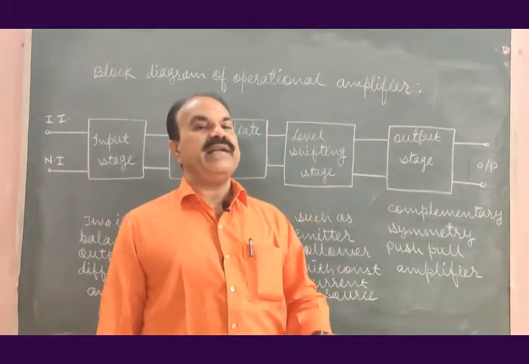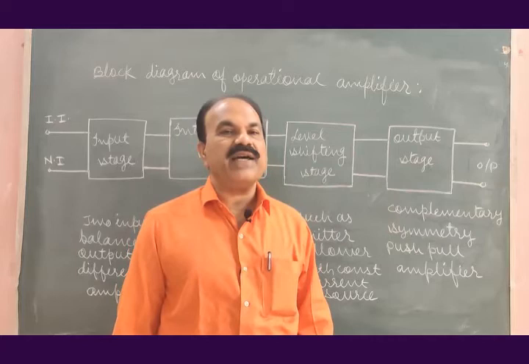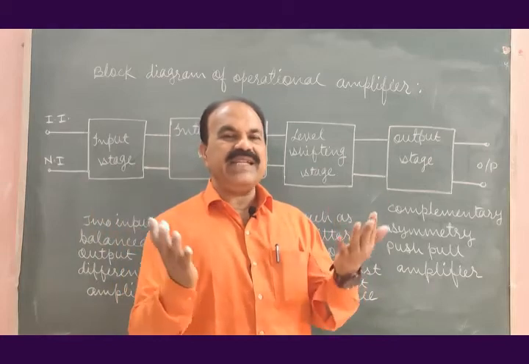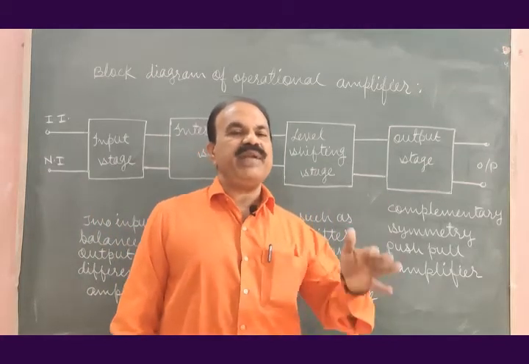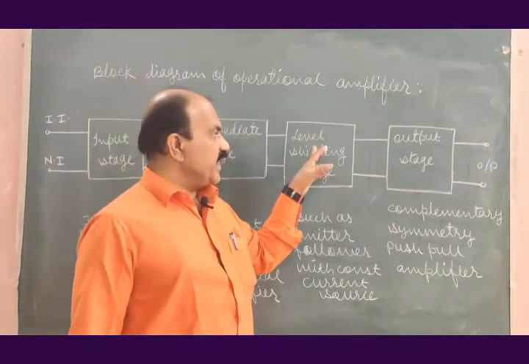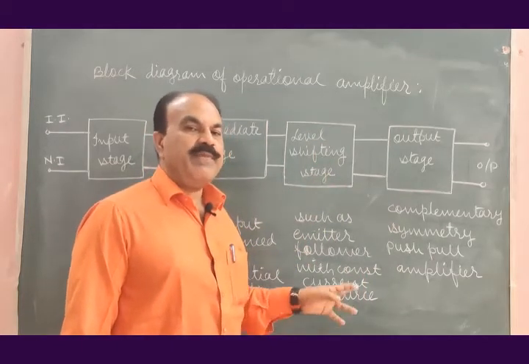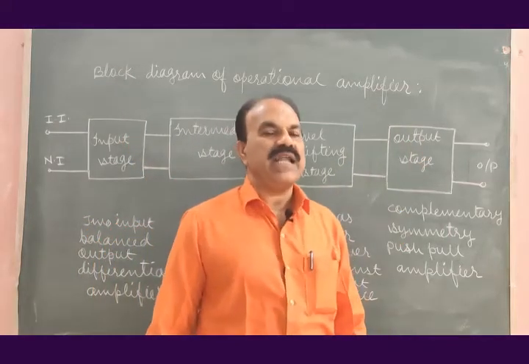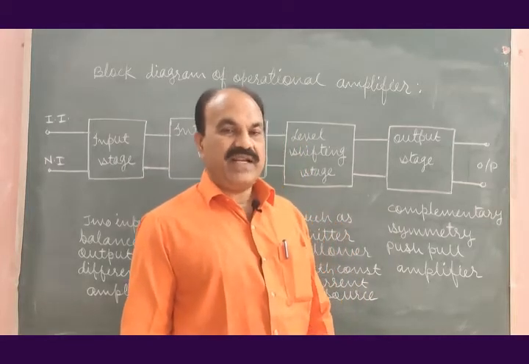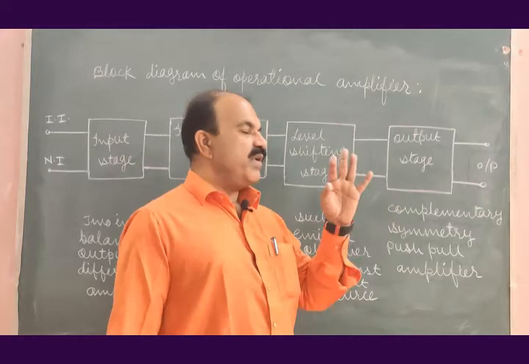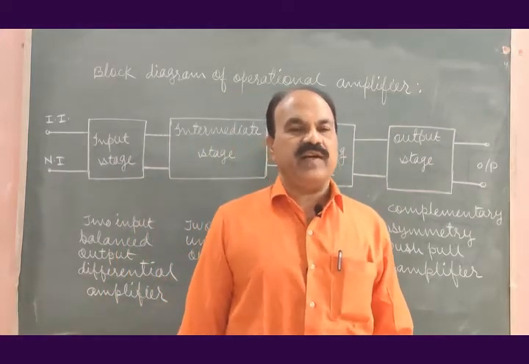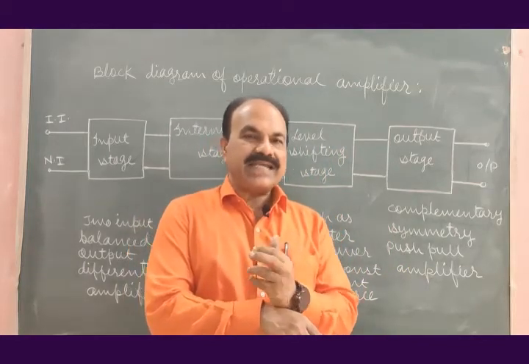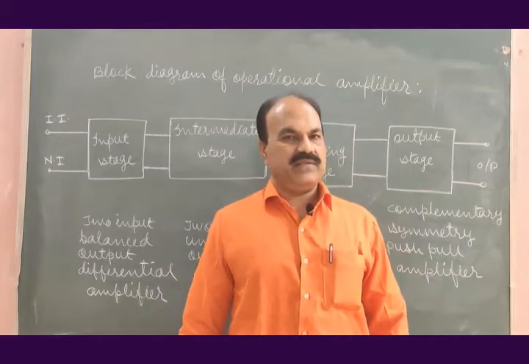The current obtained at the output of the operational amplifier should be constant, and it should be of the desirable value. It should be at the desired level, and therefore this block used is emitter follower with a constant current source. The last block, last stage, is output stage. It is also very important. It is a complementary symmetry push-pull amplifier. Complementary symmetry push-pull amplifier is a class B power amplifier.